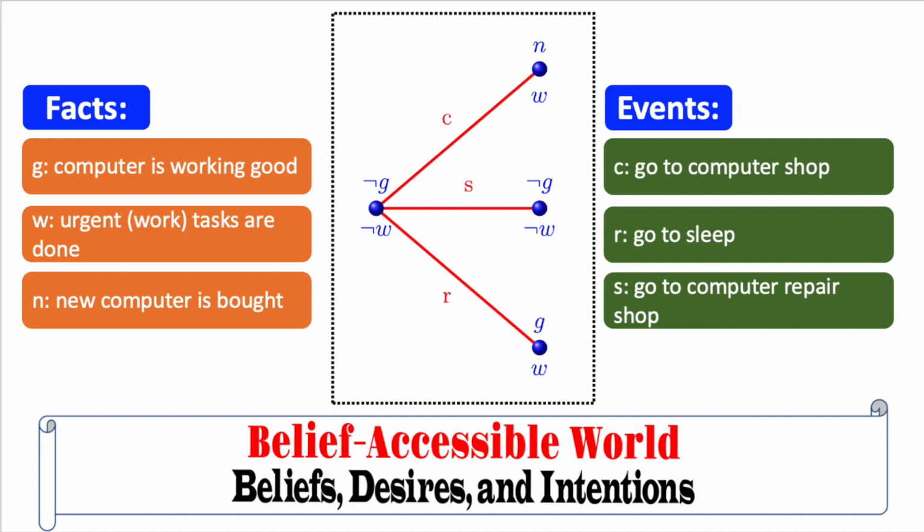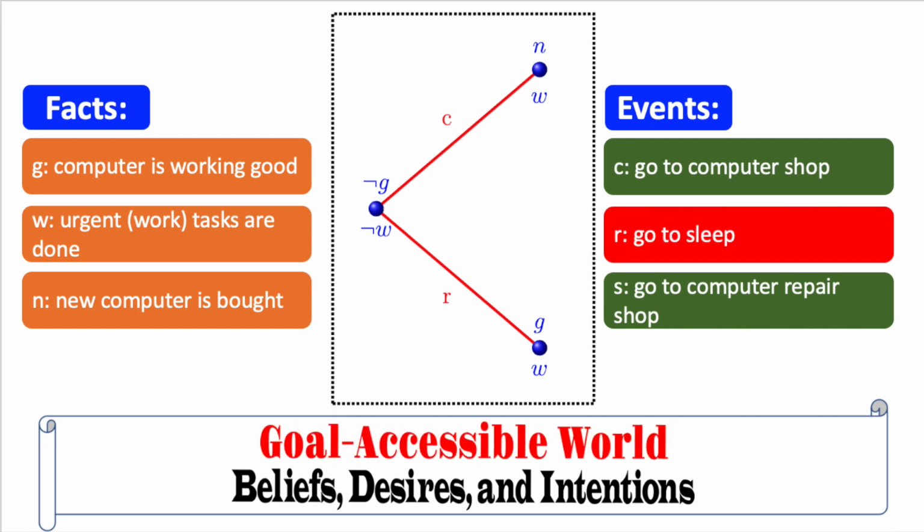Goal accessible worlds are the same as the belief accessible worlds, where a set of goal accessible worlds is also associated for every situation to represent the goals of the agent. Goals are chosen desires of the agent that are consistent. For example, in the belief accessible world shown on the screen, one of the beliefs is inconsistent with the goal. If the goal is to finish the urgent task or work, then the belief that going to sleep will make the urgent task unfinished is inconsistent with the goal. So, we can exclude that belief in the goal accessible world as shown on the screen.